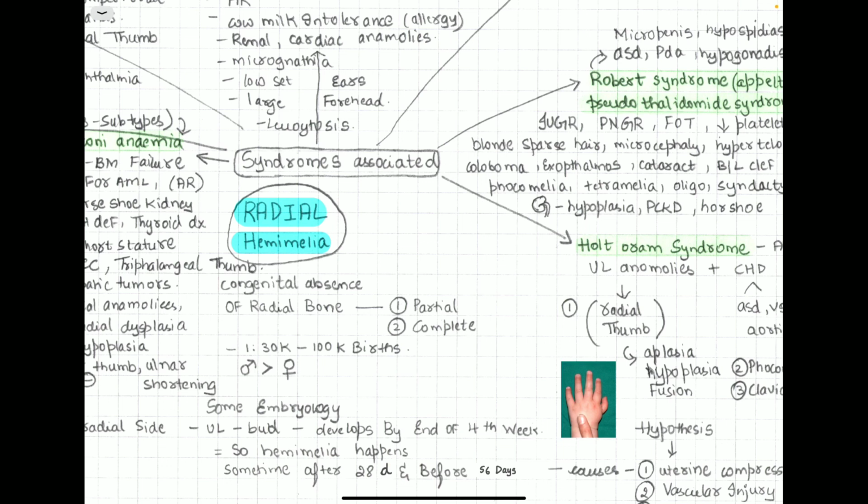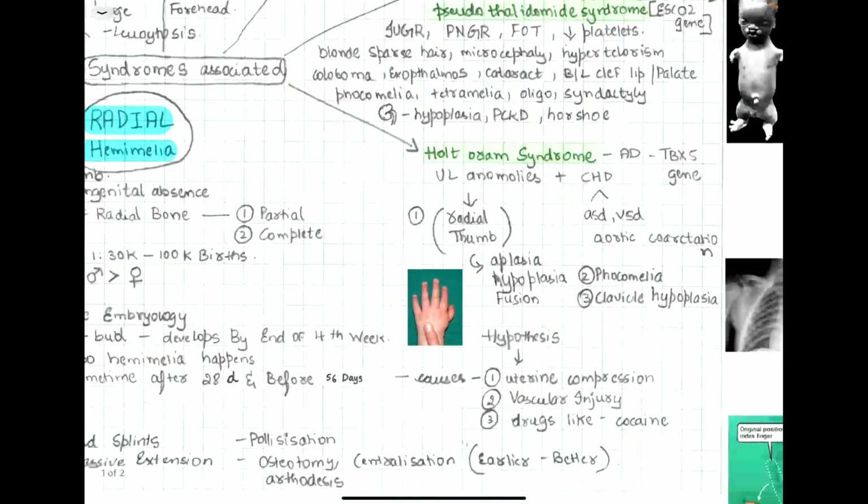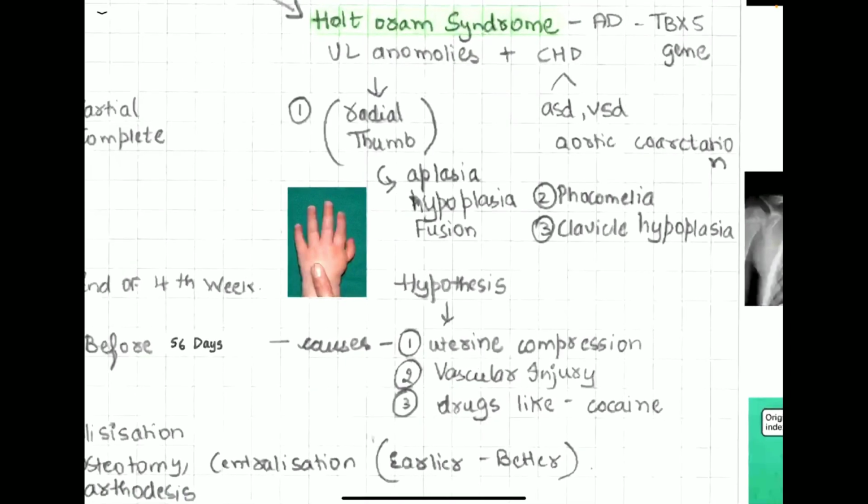Regarding embryology, the upper limb bud usually develops by the end of the 4th week, that is 28 days. So hemimelia happens sometime after 28 days but before 56 days. Cause: the accurate pathophysiology is not understood yet, but there are various hypotheses which include uterine compression, vascular injury, and drugs like cocaine.